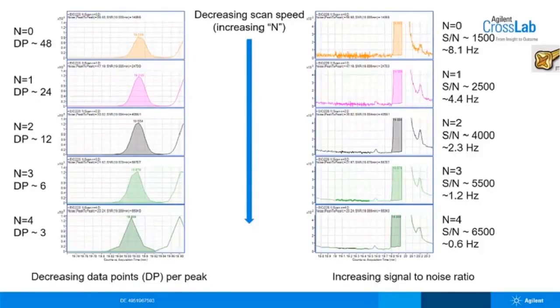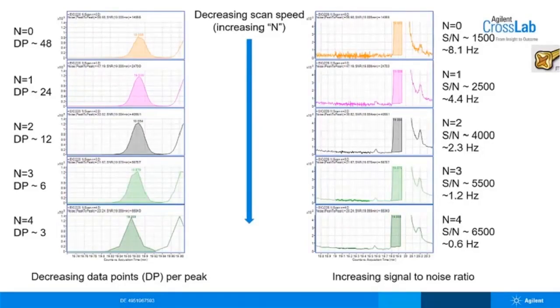On the left, we showed data points per peak, and on the right is the signal-to-noise ratio. These two characteristics of your analysis are interrelated to each other through scan speed. So we are showing results as a function of decreasing scan speed from top to bottom, which means that the quad takes longer to cycle through the entire scan range before starting the next cycle. This decreasing of the scan speed from n equals 0 to n equals 4 leads to a decreasing number of data points per peak, from 48 data points when you have an n equals 0, in this case, to 3 data points when you have an n equals 4.